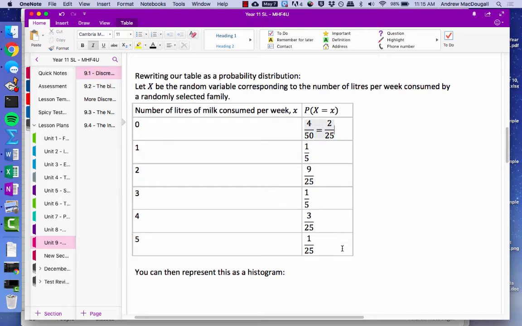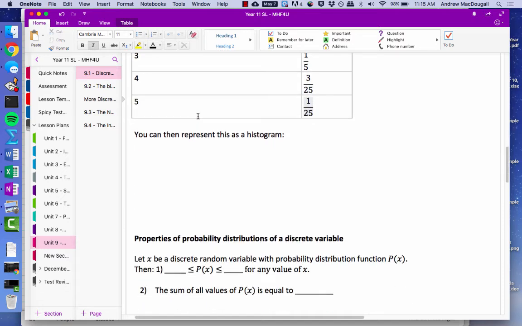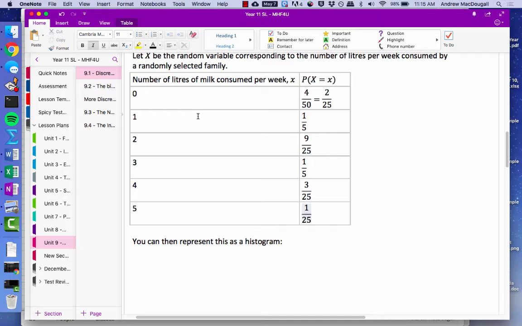There we go. This is a probability distribution. It tells me the probability of every possible data value occurring. Notice that the probabilities here add up to 1. So there's a 100% chance that a family selected drinks either 0, 1, 2, 3, 4, or 5. So a probability distribution has to cover all possibilities. You could draw this as a histogram if you like, where the most probable number of liters of milk consumed per week would have the highest bar. If you're a bit confused with this, please ask me in class on Thursday when I get back.